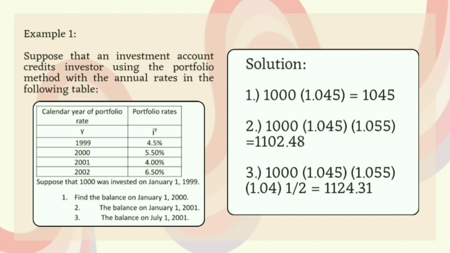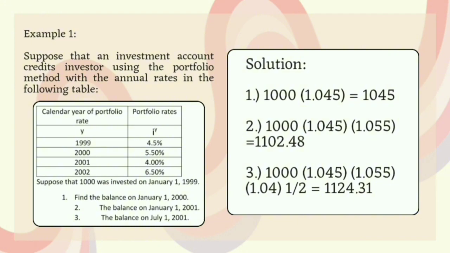Now the solution is 1,000 times the rate of the year you started, right? So 1.045, which is equivalent to 1,045. So that is the balance on January 1, 2000. Number 2, 1,000 times 1.045 times 1.055 is equivalent to 1,102.48. So that is the balance on January 1, 2001.